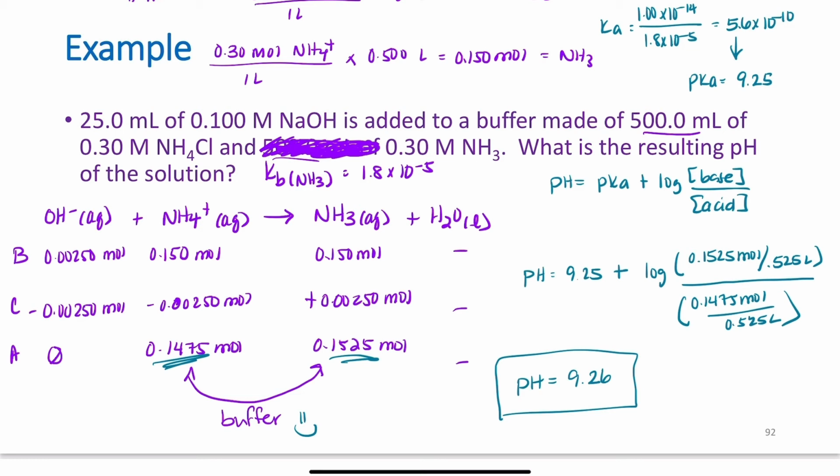No surprise. It was only 25 mils compared to 500, and the concentration was much smaller than I had of ammonia and ammonium. So once it reacted, the pH did increase. It should increase when you add base, but it only increased a little bit.